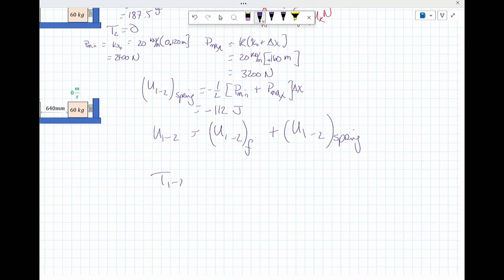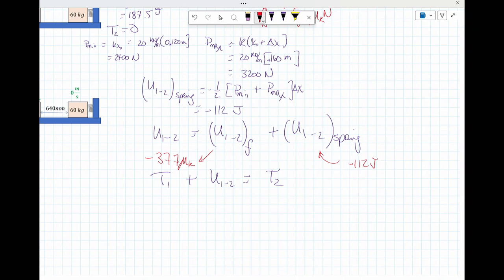T1 plus work 1 to 2 is equal to T2. This is minus 112. And this, oh no, that's minus 112. And this is 377 mu sub k, negative. So you have all of the terms that you need. The only unknown is your mu sub k, which is what you're solving for.